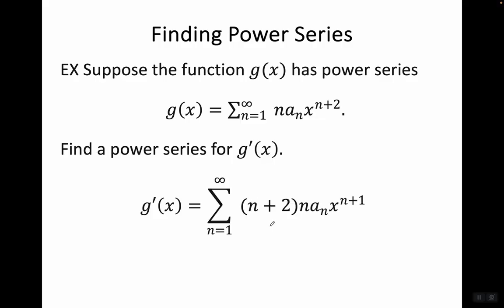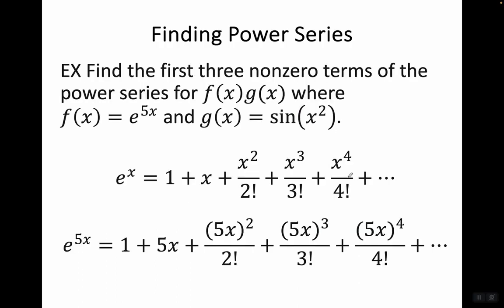Okay, g prime of x is going to be the sum as n goes from 1 to infinity of, so you've got the n plus 2. That has to come out front by the power rule. You're pulling that out in front. Times n times a sub n times x to the n plus 1. Because now we've lowered the exponent by 1. It used to be n plus 2. Now it's n plus 1.